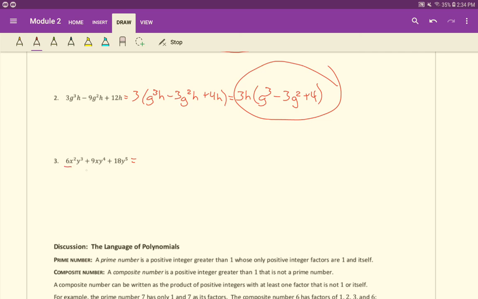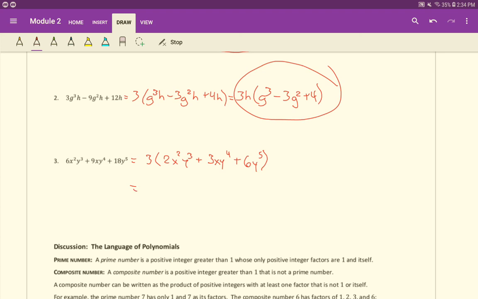Again, we'll start with the numbers. So I see they have a 6, a 9, and an 18. So what number divides 6, 9, and 18? And the answer is a 3. If I take a 3 out of 6, I'm left with 2, and I still have the x squared and the y cubed. If I take a 3 out of 9, I'll have a 3 and an x times y to the 4th. And if I take a 3 out of 18, I will have 6y to the 5th.